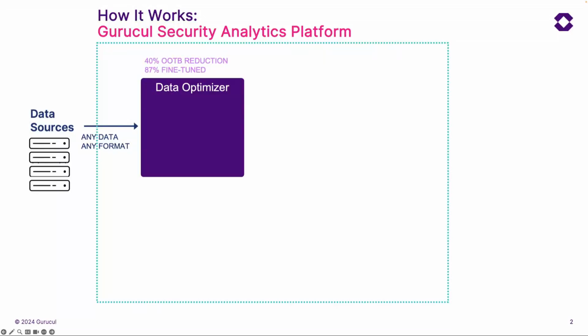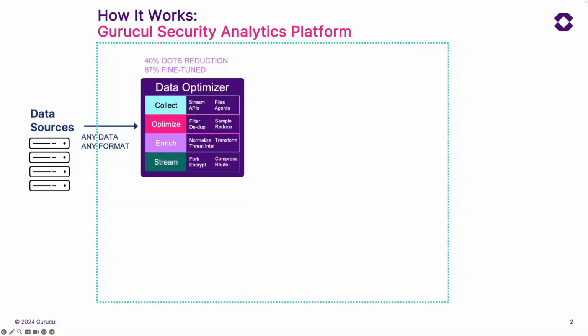First, you collect the data, you optimize it, you enhance it, and then you stream it wherever it needs to go. So I mentioned some of the different methods of collection, but this data can be in any format for any security data, identity data, non-security data, and even IT ops data. Optimize, this is where the significant data reductions come from, where you can filter, dedupe, and sample that data before you enrich it. Next, the data is normalized, transformed, and enriched with context and threat intelligence. I'll talk a little bit more about threat intelligence in just a second. And finally, that data is compressed and encrypted and routed wherever you need it to go.